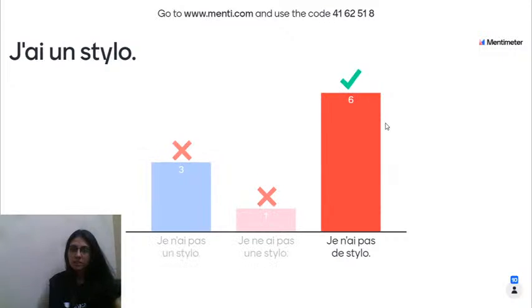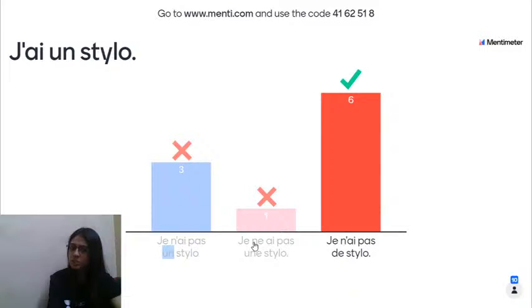Je n'ai pas de stylo. Yes, très bien, super. 6 people have voted it correctly, that je n'ai pas de stylo is the correct answer, because the indefinite article un will change to de over here. So this becomes je n'ai pas de stylo. And those who have voted for je n'ai pas un stylo, like I said, the indefinite article has to change. That means it cannot remain as un only, it will change to de.